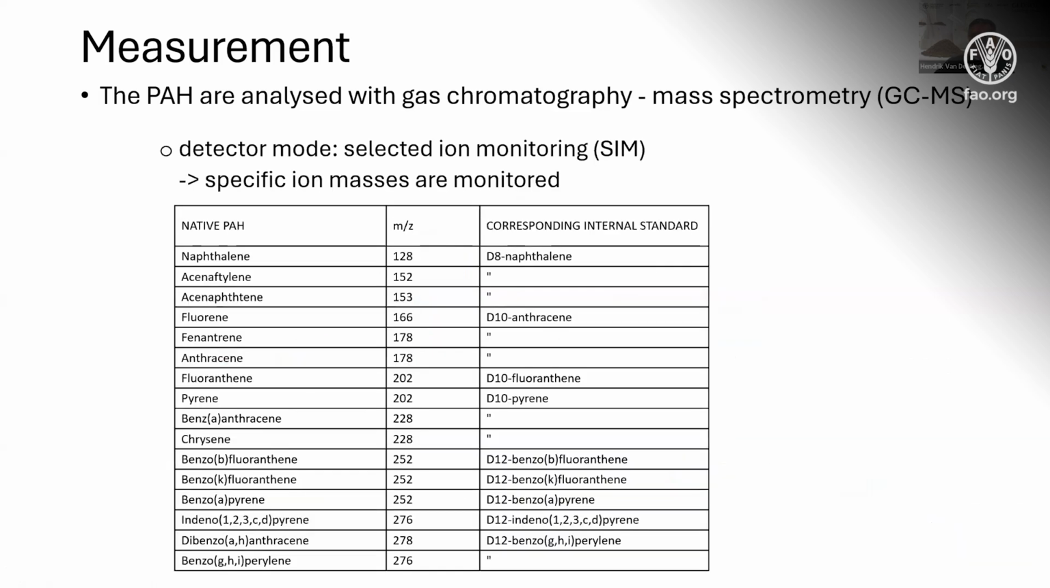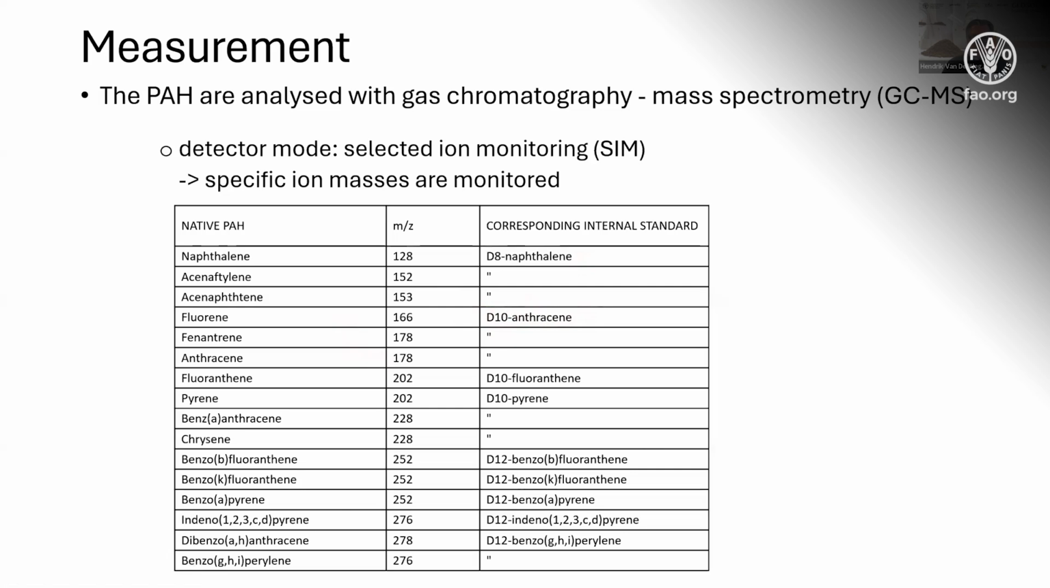So these are the ions that are recorded. Like for naphthalene, for instance, we have mass 128. For acenaphthylene, 152, and so on. I also put the corresponding internal standard in the third column here. Here you can see that naphthalene, acenaphthylene, and acenaphthene are calculated with this internal standard, deuterated naphthalene. Fluorene, phenanthrene, and anthracene are calculated with this internal standard, deuterated anthracene, and so on.